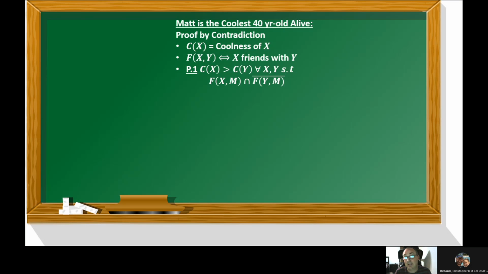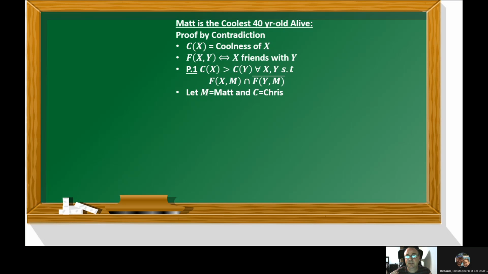So we're going to say for all x and y such that f(x, m) and that line over that means not f(y, m). So basically what we're saying here for property one is that the coolness of a person x is greater than the coolness of a person y for all x and y such that person x is friends with Matt while person y is not friends with Matt. Basically saying for anyone that you're cooler if you know Matt than if you don't know Matt, which is just one of those fundamental truths of the universe. I think it comes up in the Torah at some point. I'm not sure.